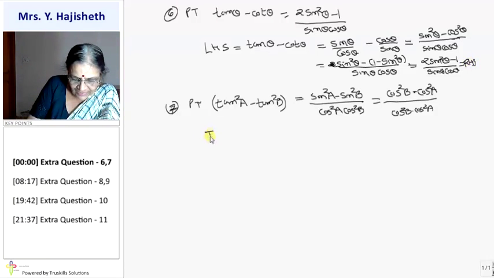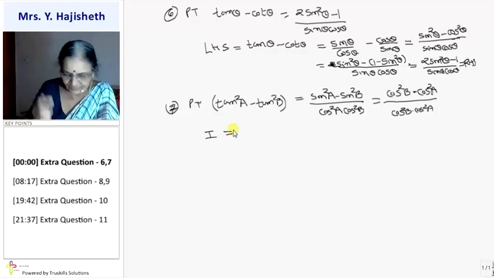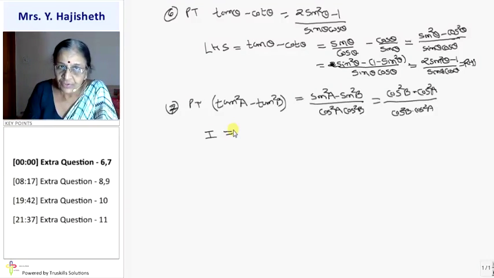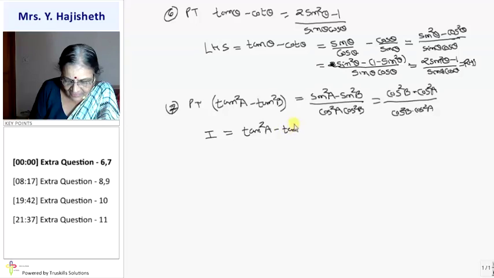Here I will start with number 1 and come to number 2. Then I start with number 1 and come to number 3. So by 1 and 2, LHS is equal to RHS. Tan square A minus tan square B. This is your LHS. Number 1.